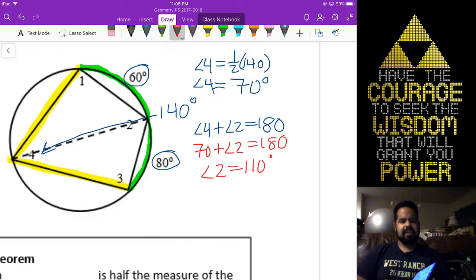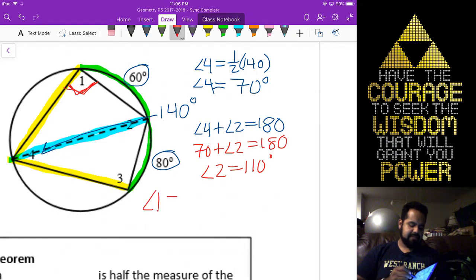Now you're probably thinking, wait, Mr. T, we're going to have to do a lot of work for angles 1 and 3. Yeah, we might have to, but corollary 2 is going to help us out because notice that we have the diameter here. And so angle 1 is inside the half circle. So that forms a right angle. But not only that, so does angle 3. Angle 3 is going to be 90 degrees as well.